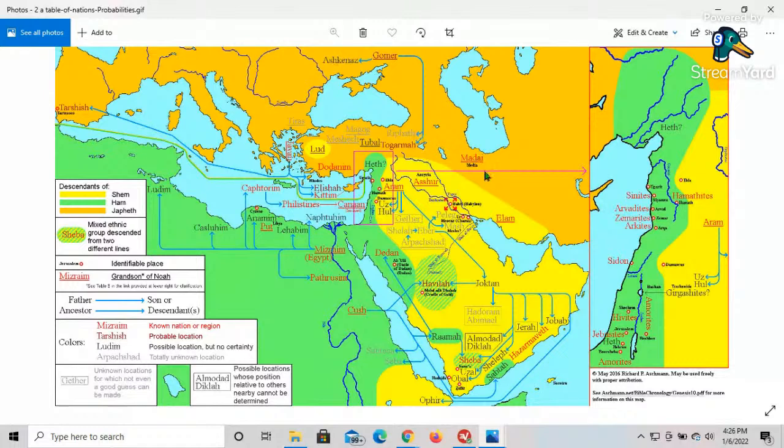So Madai, of course, is this area here. It would be the Medes, Media. It's a very good map here. And then it shows also the migration of the descendants of Arpachshad, some of the Iberus and stuff, Arameans or the Semitic tribes and civilizations, etc. Okay.